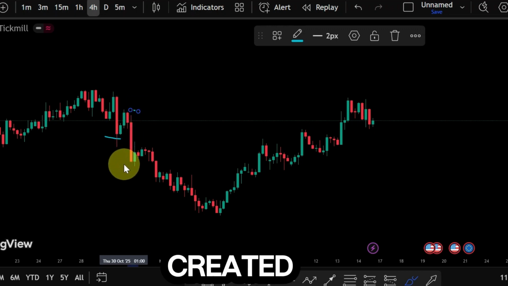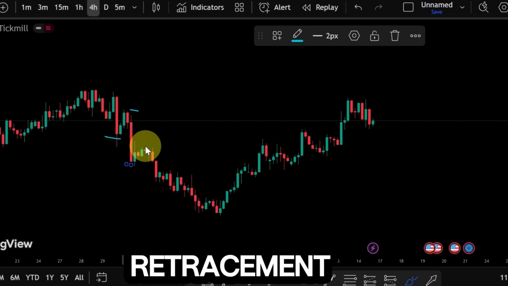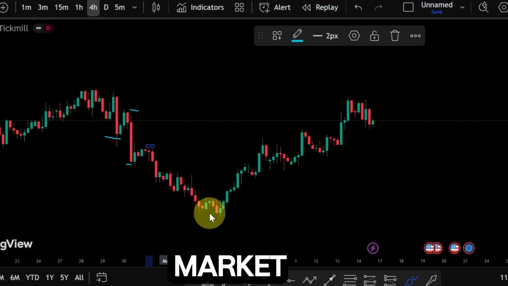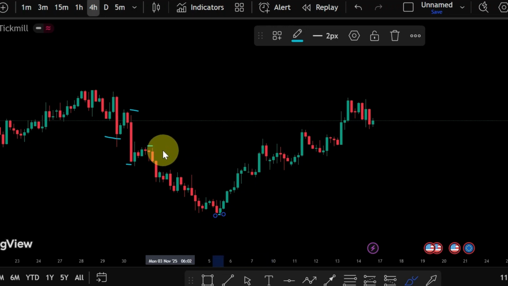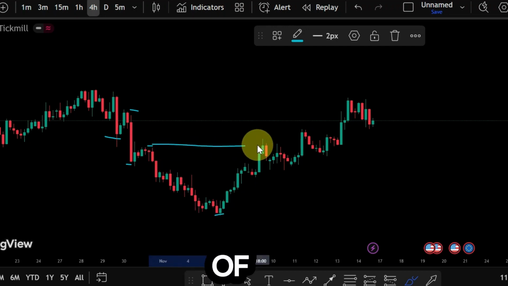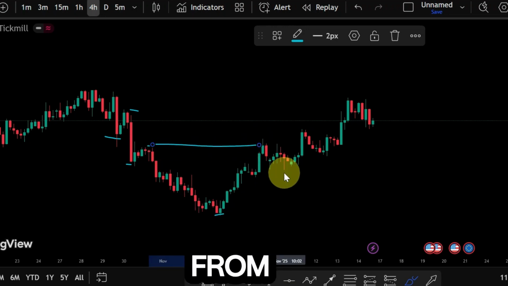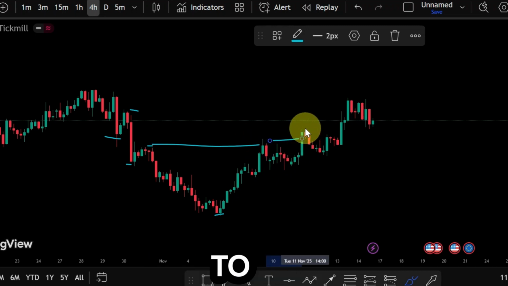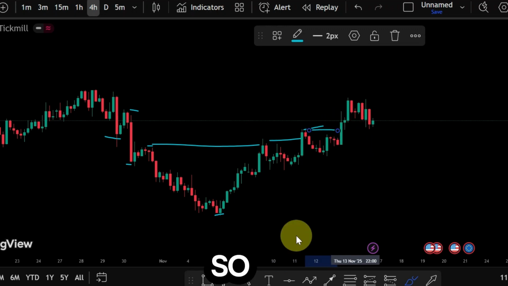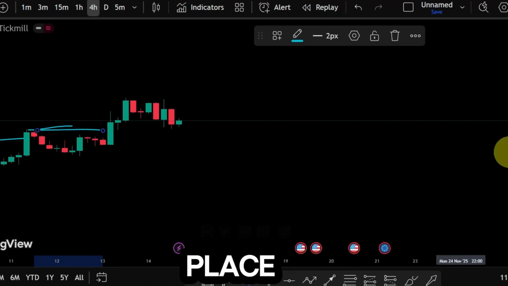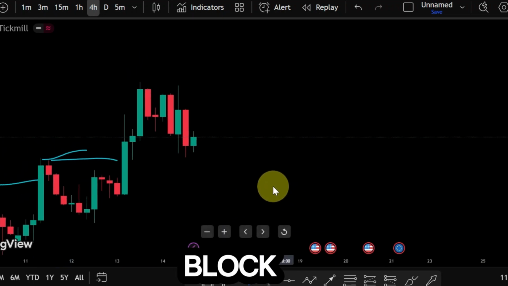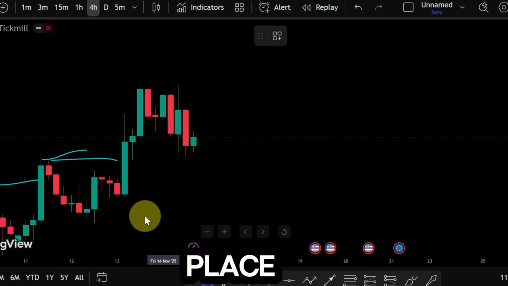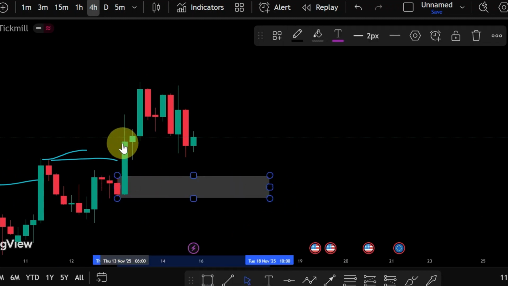Then here the market created a lower low, then a retracement, a lower high. Then from here the market created this particular low. The market started pumping, and at this particular place there was a break of structure to the upside. Now that we have agreed that this is an uptrend, at this most recent break of structure to the upside, what we want to do is mark out the order block. And guys, the order block at this particular place is this red candle before this long candle.